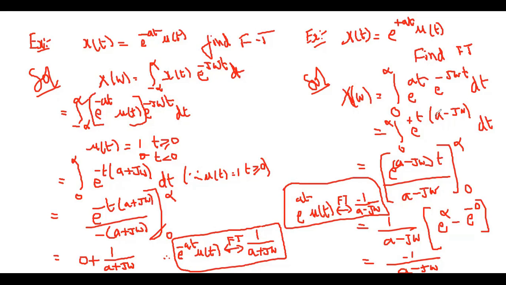And similarly, for another example, you can take, as we also discussed in the last class, e power minus a magnitude of t. The x of t is equal to that. Find the Fourier transformation.